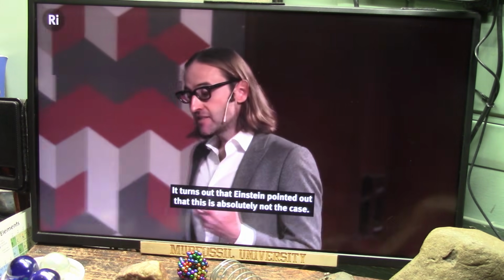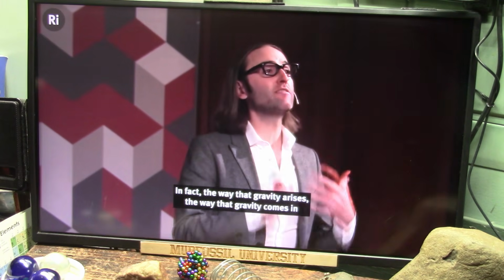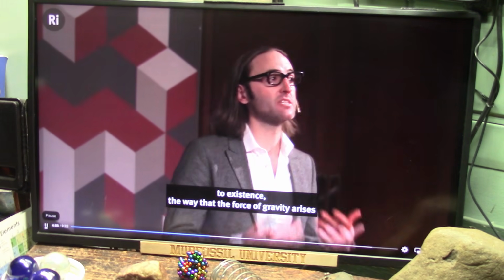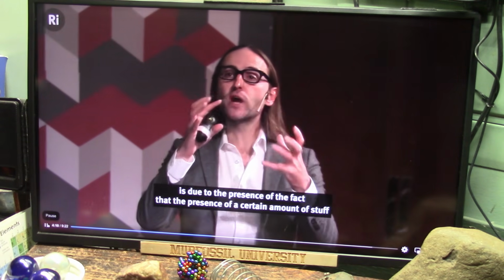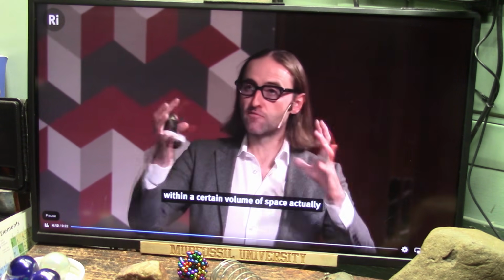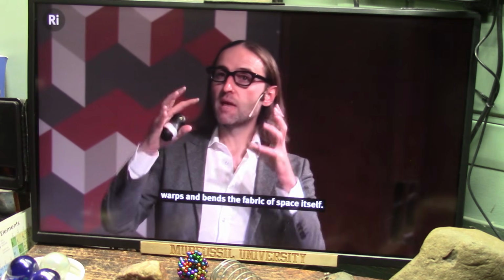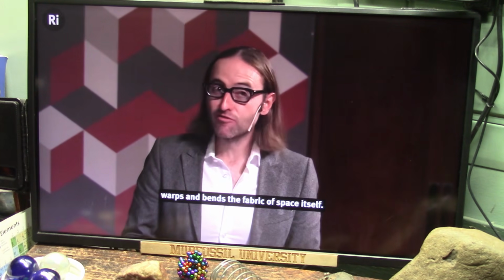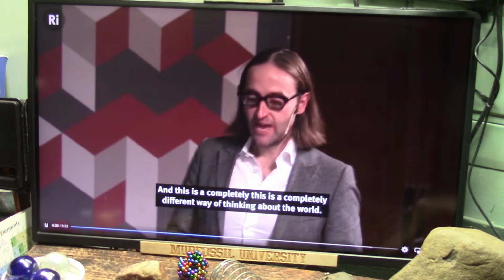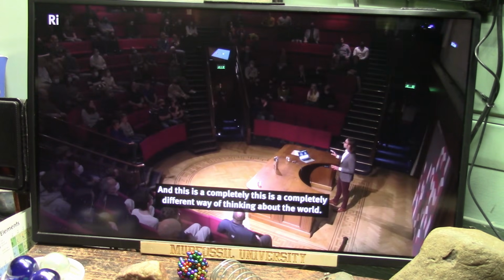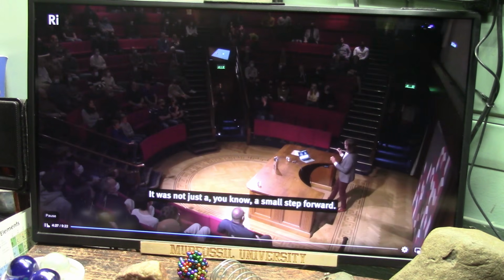It turns out that Einstein pointed out that this is absolutely not the case. Einstein pointed out that, in fact, there's a completely wildly different way to think about it. The way that the force of gravity arises is due to the fact that the presence of a certain amount of stuff within a certain volume of space actually warps and bends the fabric of space itself. So in that sense, space is actually something malleable, it's bendable. And this is a completely different way of thinking about the world. It was not just a small change.